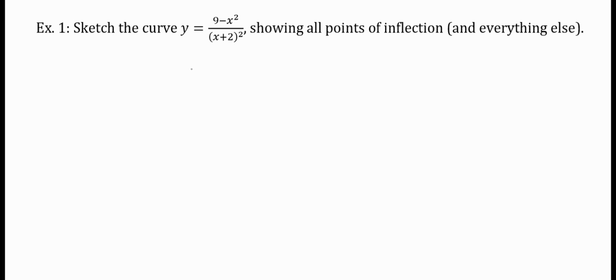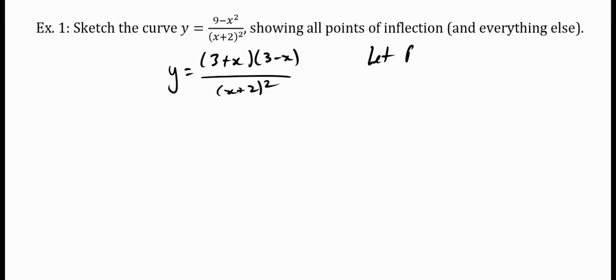I'm going to do this. I'm going to factor. This is like a difference of squares, but backwards, right? So, 3. Can anybody confirm that the square root of 9 is 3? Am I right about that one? 3 plus x, 3 minus x. And the bottom's not factorable. It's already factored. Can't take it any further. And I'm going to do this to let f of x equal y.